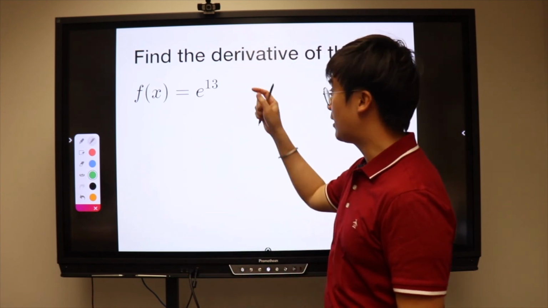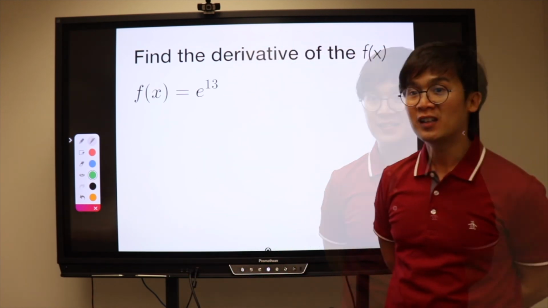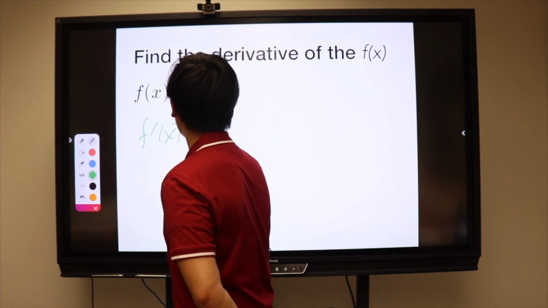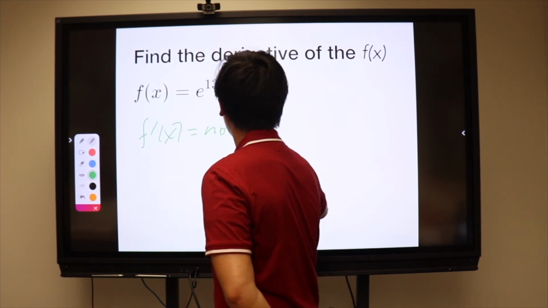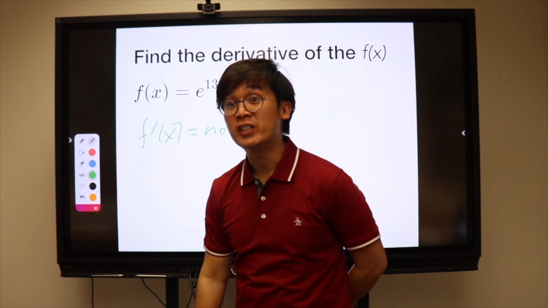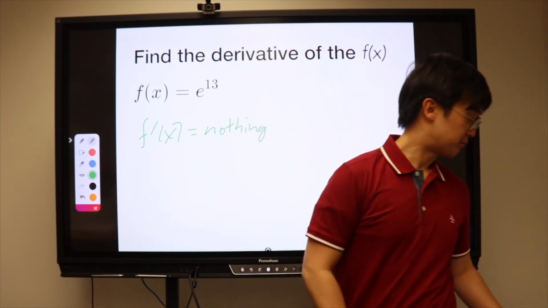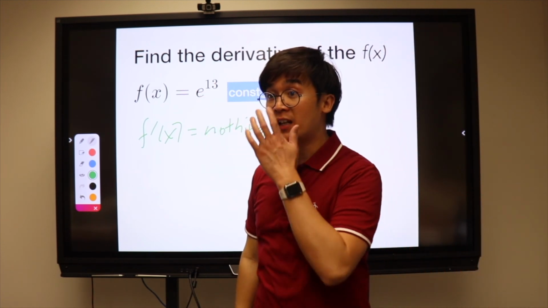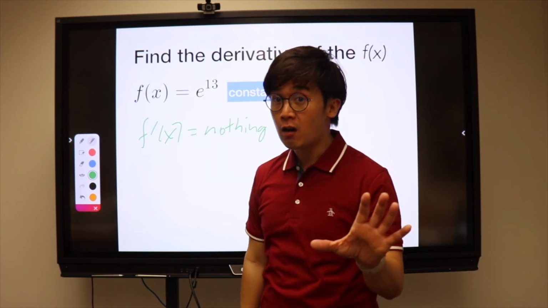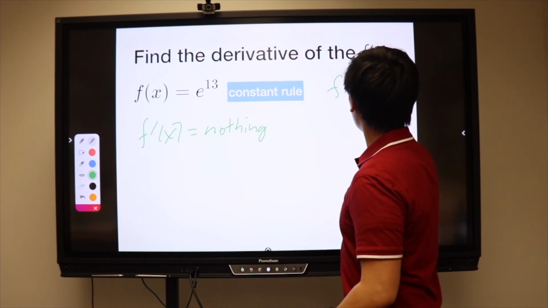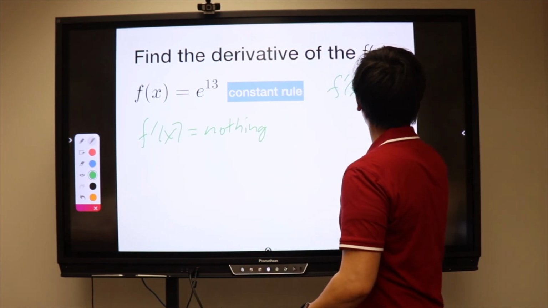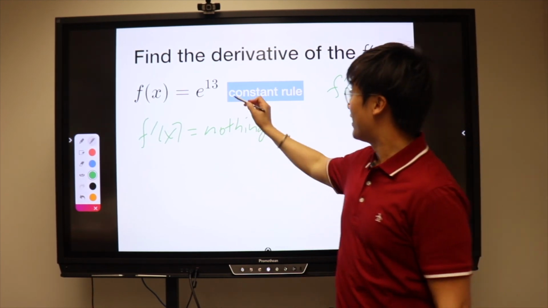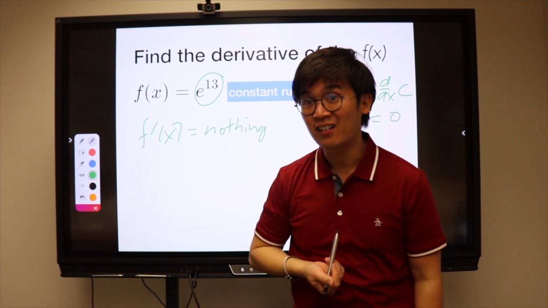Okay, give me the derivative of this. So what is it? You cannot just write nothing. F prime of x is nothing. 0. It's equal to 0. Why? Because this is a constant. E raised to 13 is equal to a constant. And the d/dx of any constant is equal to 0.